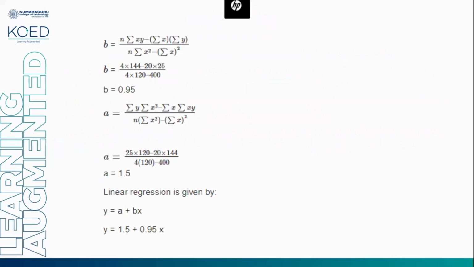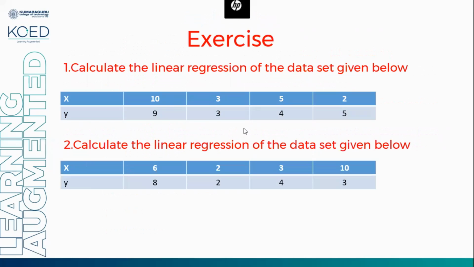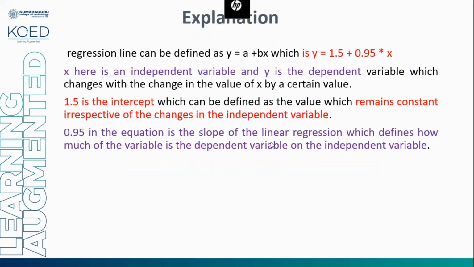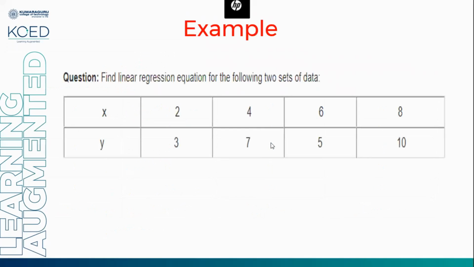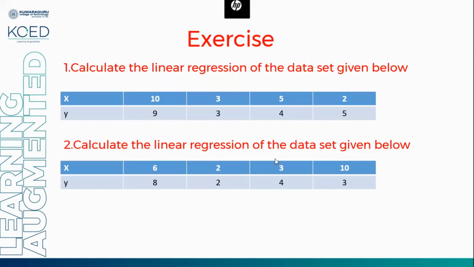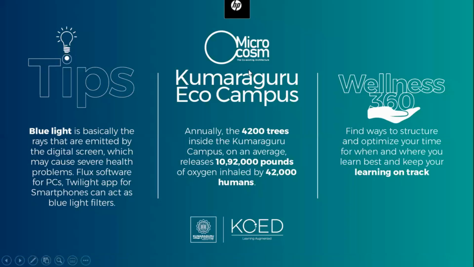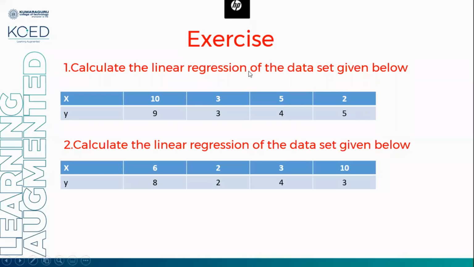That's it. Then there are two exercises given to you. Calculate the linear regression of the data set given below. We have a data set x and y: x equal to 10, y equal to 9, then 3, 3, 5, 4, and 2, 5. Then another one: calculate the regression of the data set given below. x, y: 6, 8, 2, 2, 3, 4, 10, and 3. You have to solve it and find the linear regression equation for the data set.